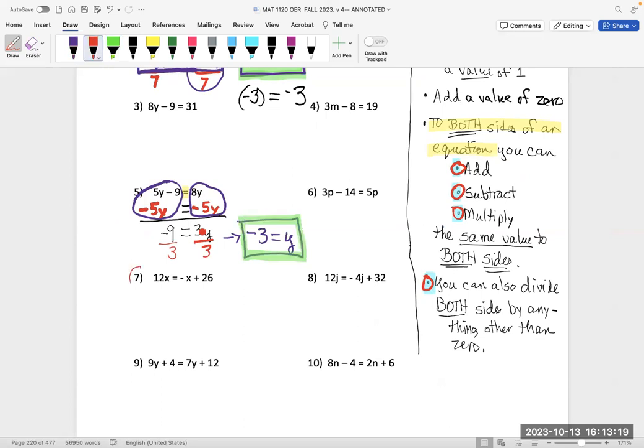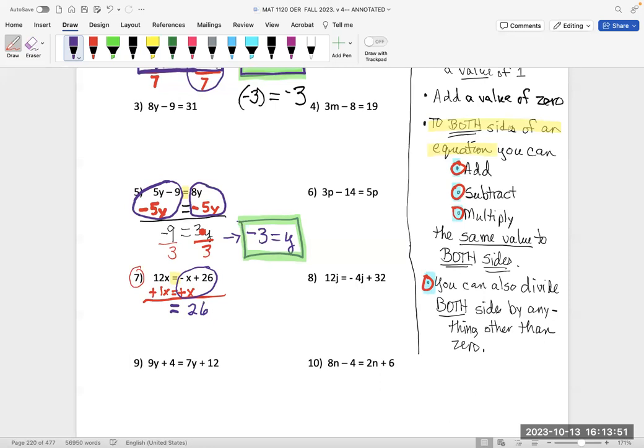Number 7. I have 12x is the same thing as the opposite of x plus 26. What number multiplied by 12 will have the same value as the opposite of that number plus 26? I don't know, but what I do know is I can do the same thing to both sides of the equation. Keep my equal signs lined up. Minus x plus x is 0. That's why I chose to add x to both sides. The right side becomes 26.